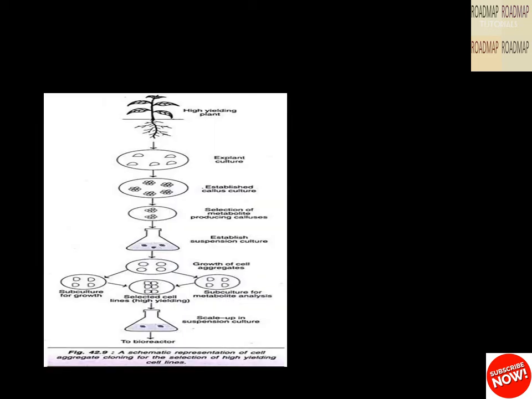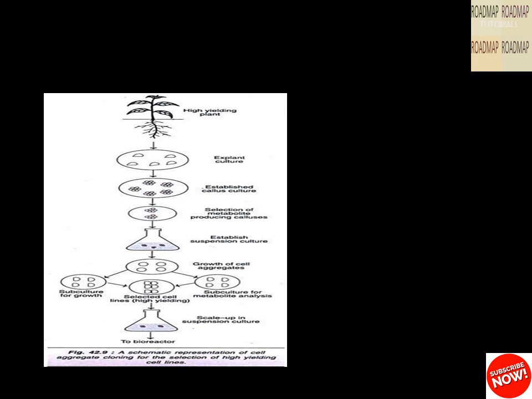Now, this is a schematic representation of cell aggregate cloning for the selection of high-yielding cell lines. Now, what happens exactly over here is a high-yielding plant of the desired metabolite is selected and its explants are first cultured on a solid medium. After establishing the callus culture, high metabolite producing calluses are identified and they are grown in suspension culture. Cell aggregates from these cultures are grown on solid medium further, and then the freshly developed cell aggregates, that is the calluses, are divided into two parts.